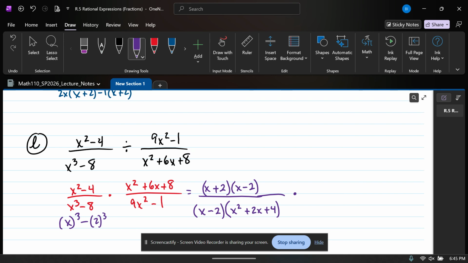Now, x squared plus 6x plus 8. I think we factored that once already today. Multiply to be 8, add to be 6. 4 and 2, so that's going to be x plus 4, x plus 2. And then 9x squared minus 1.